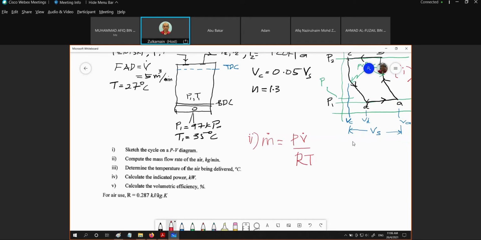What is given here is FAD, which is equal to V dot. Then we use this formula. The unit we want is kilogram per minute, so we maintain the V dot as meter cube per minute. When you put in all the given values and the R value, can you calculate how much you get? If you try, how much will you get?